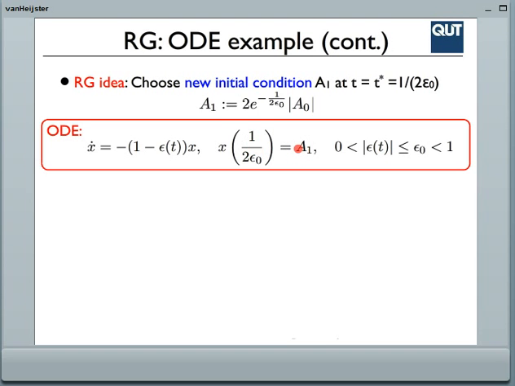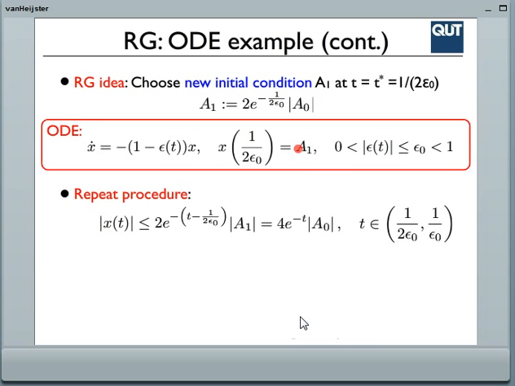Now, of course, we can repeat the procedure from the previous step, right? We can integrate this, multiply by e to the power minus t, and we can get s. If we do this in the second time interval, we can now show that x of t is less than 4 times e to the power minus t.